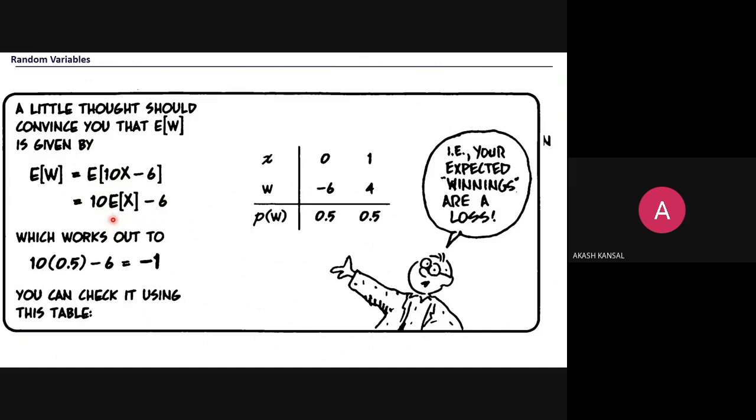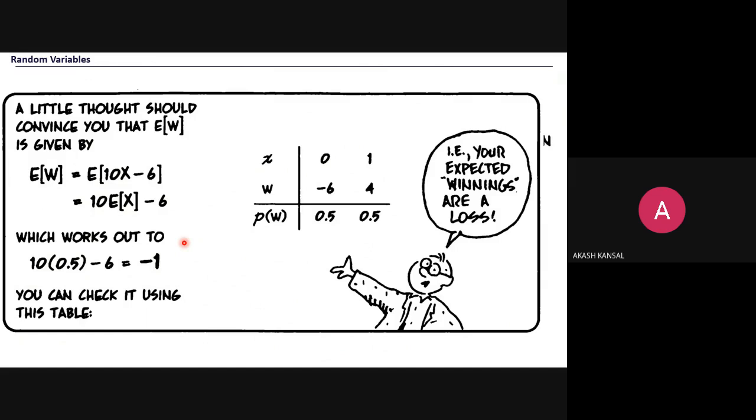Now you already know the expectation of X. X is just a coin toss, right? These are the values which X can take. Now if you substitute the value of 0.5 in here, expectation of W, or expectation of your winnings, is minus 1. So what does it mean? It means that it's a losing bet.